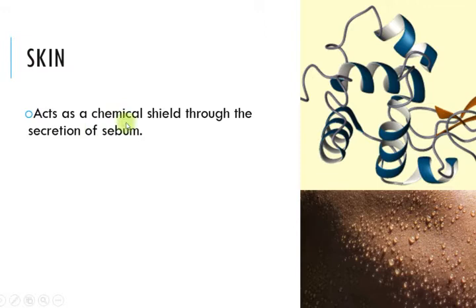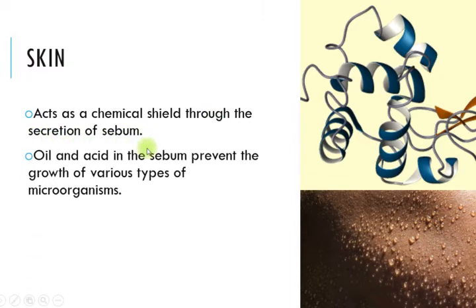Skin also acts as a chemical shield through the secretion of sebum. So what is sebum? Sebum refers to the oily, waxy substance that is secreted by the sebaceous glands of the skin. The oil and acid in the sebum will prevent the growth of various types of microorganisms. For your information, the sebum will also keep our skin moisturized and protect the skin.